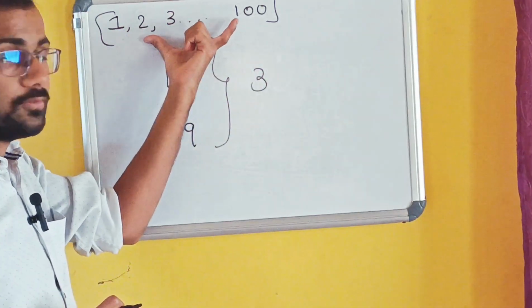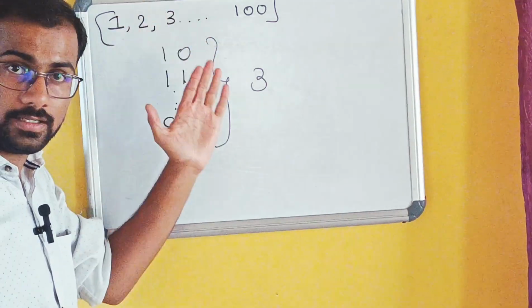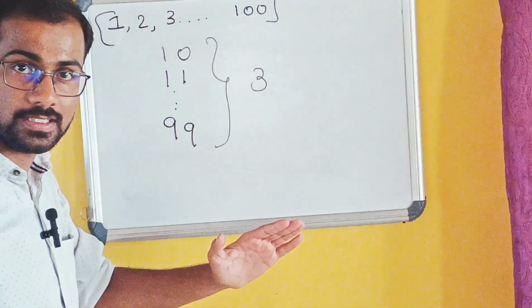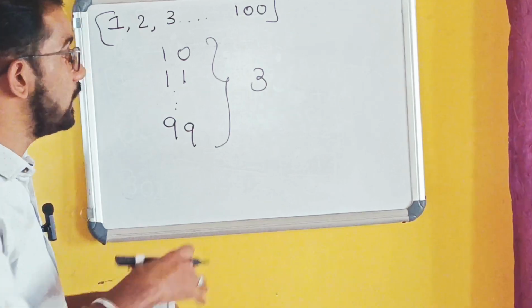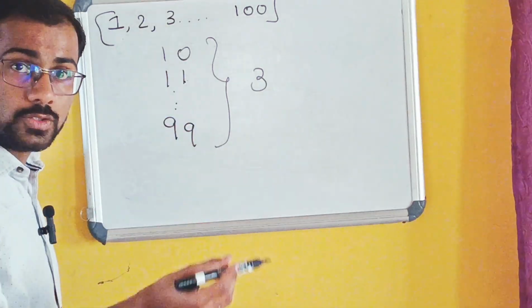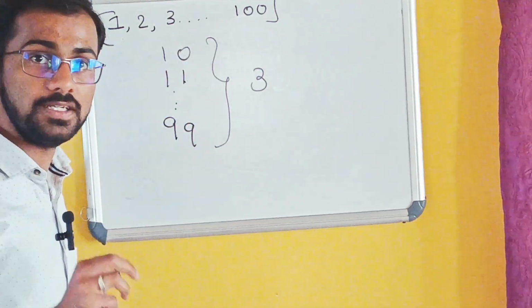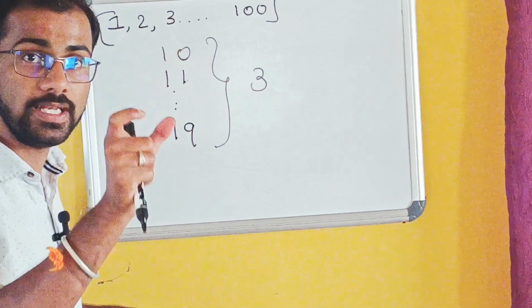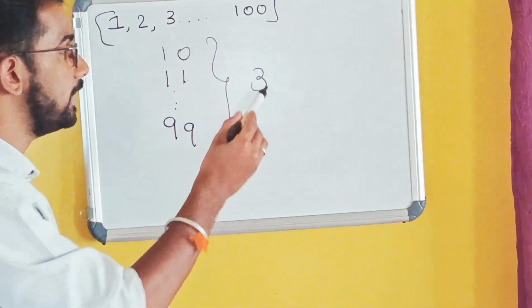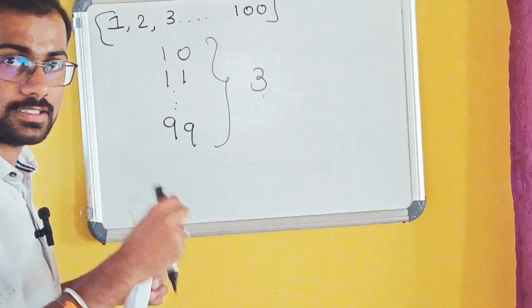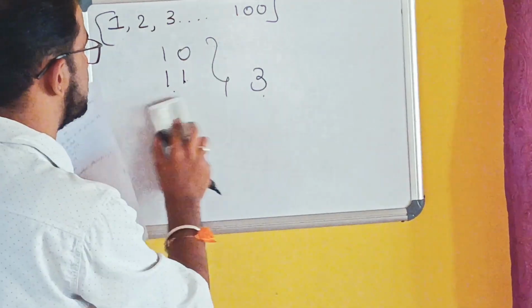So from 1 to 100, we need to consider only two-digit numbers. From those two-digit numbers, we need to calculate how many numbers are divisible by 3. This is the question asked. Let's see how we have to solve this.